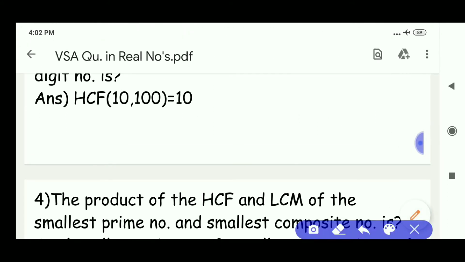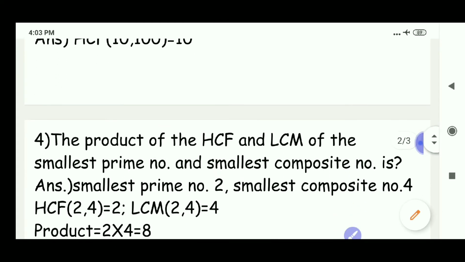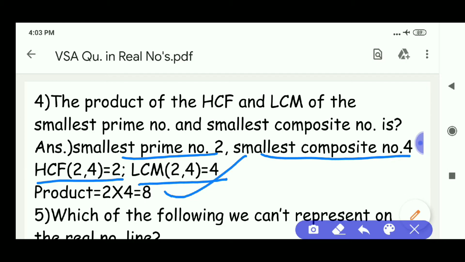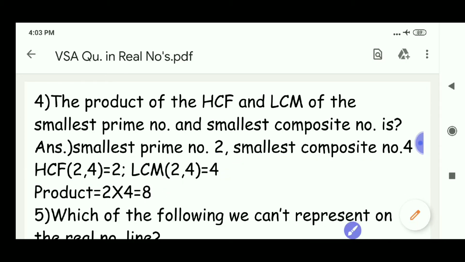The product of the HCF and LCM of the smallest prime number and the smallest composite number is dash. Pause the video, solve it and check the answer. You know that the smallest prime number is 2, the smallest composite number is 4, their HCF is 2, LCM is 4, so the product is 2 into 4 is 8.